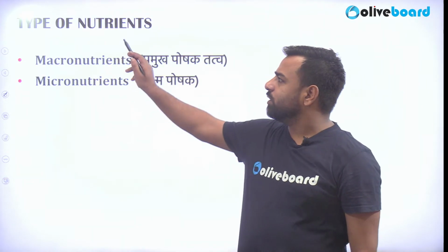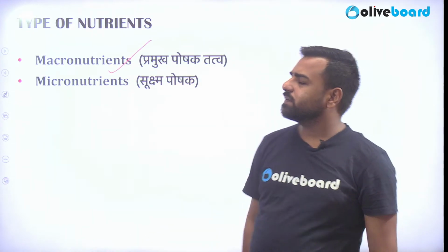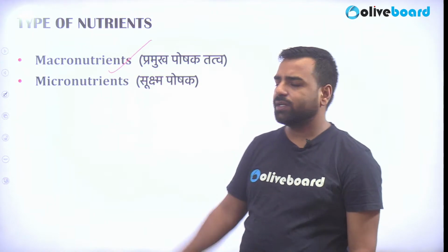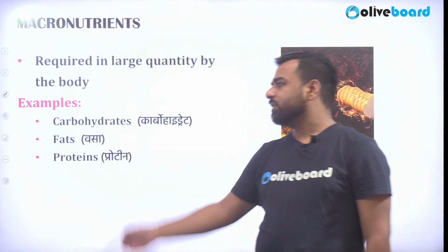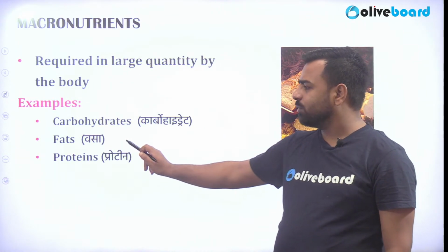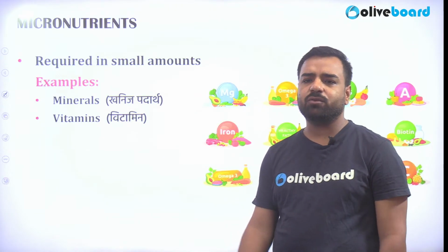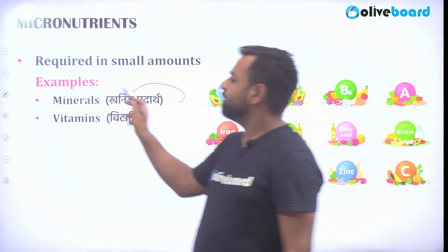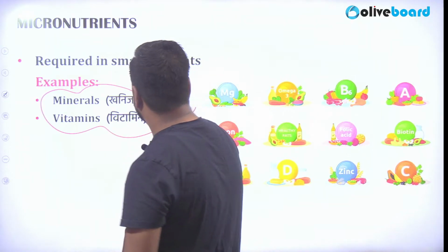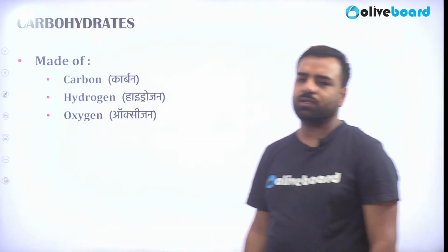Okay, so nutrients are of two different types. Nutrients which are required in larger quantity are macronutrients, and those required in lesser quantity are micronutrients. Macronutrients include carbohydrates, fats and proteins, and micronutrients include vitamins and minerals. So today the main topic that we are going to discuss is these micronutrients only.